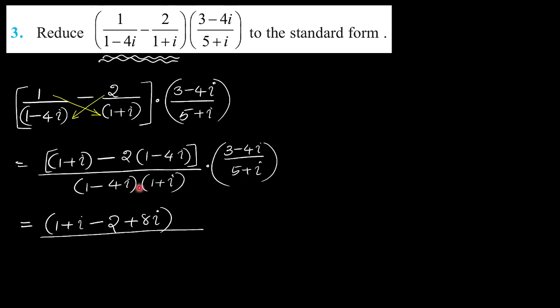Can I multiply these two complex numbers in the denominator? We can open the bracket. We studied multiplication of complex numbers. We just open the bracket: 1 into 1 is 1. Then 1 into i is i. Minus 4i into 1 is minus 4i.